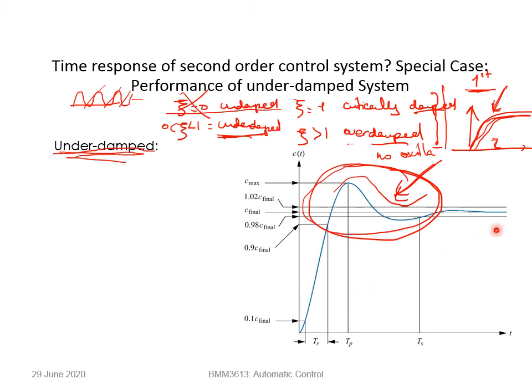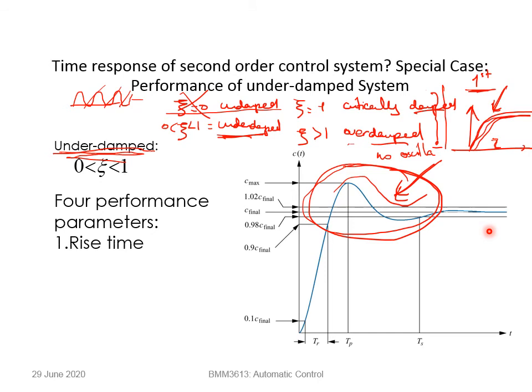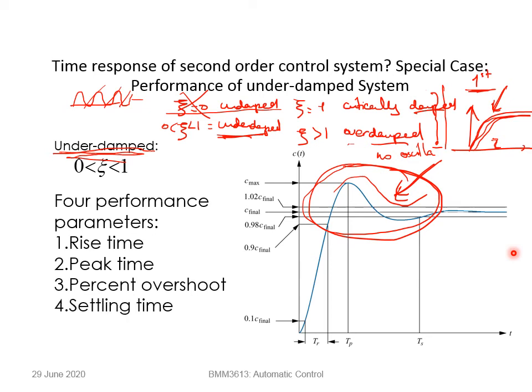So let's start on the criteria of performance. We'll study only underdamped systems, which means zeta is between 0 and 1. There are 4 performance parameters that we can evaluate in this type of system. The first one is what we call rise time. The second one is peak time. The third one is percent of overshoot. And the fourth one is settling time.